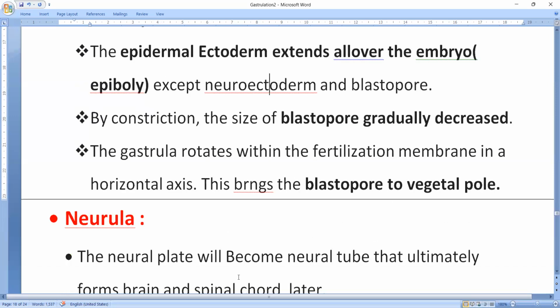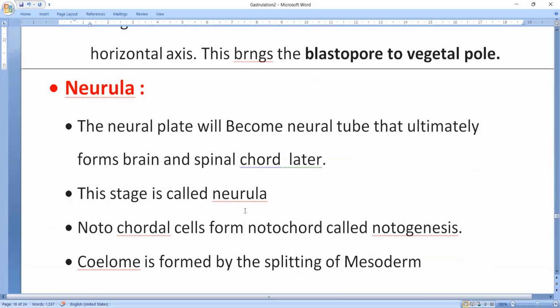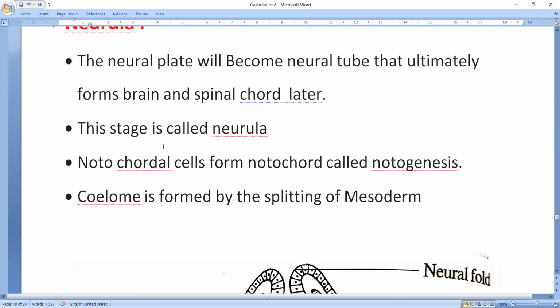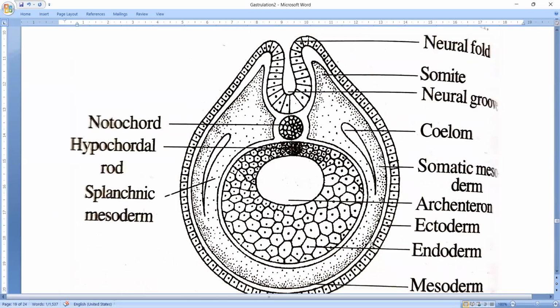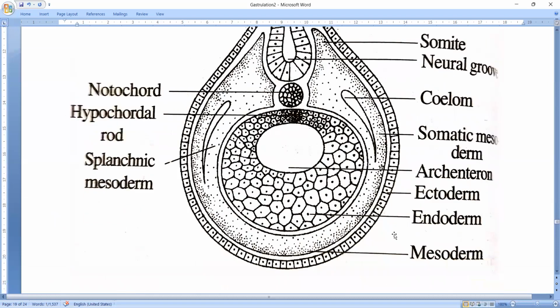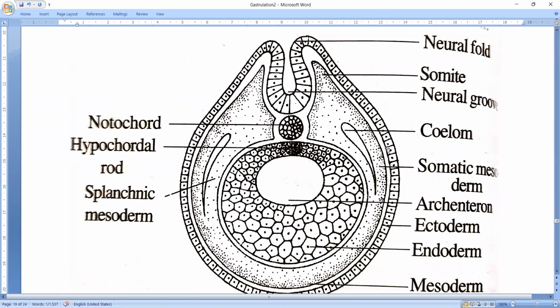Anyway, neurula. The neural plate will become the neural tube and that ultimately forms the brain and spinal cord. This stage is called neurula. Now we can clearly see a neurula stage. On the outside, because of epiboly, the epidermal ectoderm cells remain on the outer side. And this one is made up of macromeres, which are endodermal cells, so that will become the archenteron or the future gut.